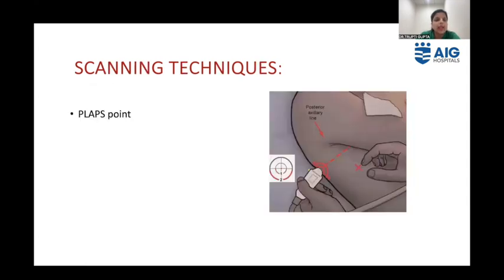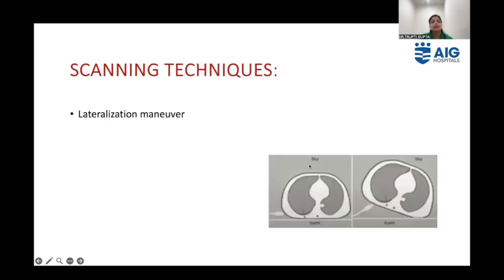The next one is the PLAPS point. PLAPS stands for posterolateral alveolar pleural syndrome point. Here it is nothing but the intersection between BLUE point 2 and the posterior axillary line. What happens is that here we can see the posterior structures very clearly. There's something called the lateralization maneuver. Here we ask the patient to tilt a little bit laterally to the opposite side so that even minimal pleural effusion can be detected.